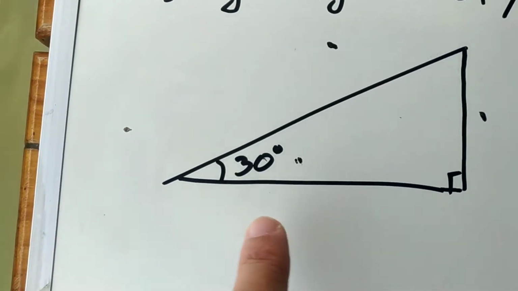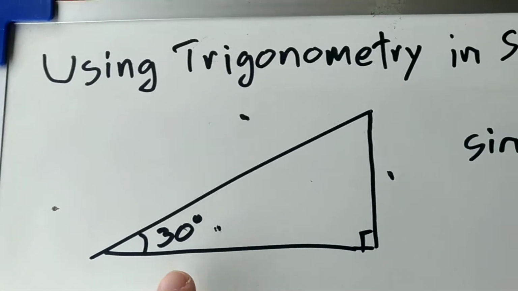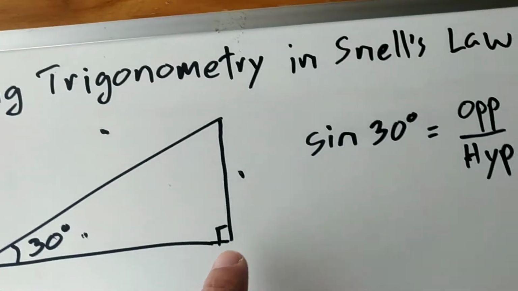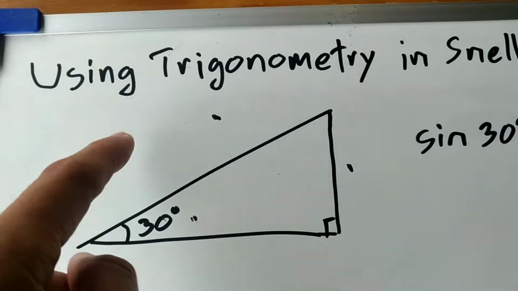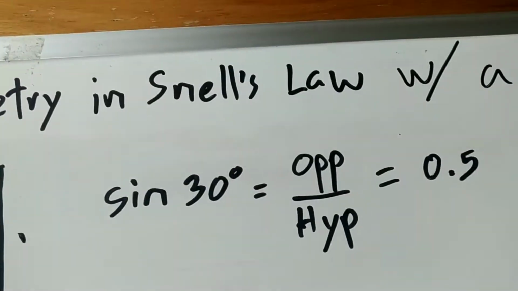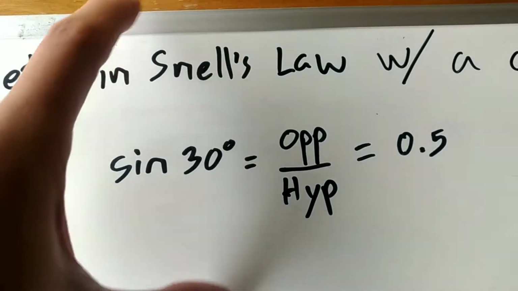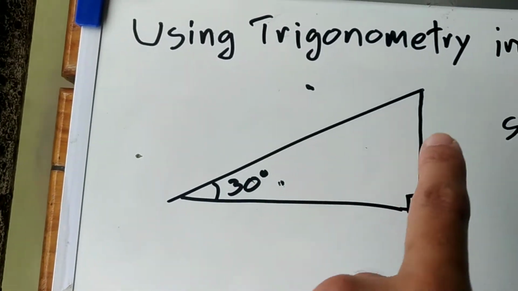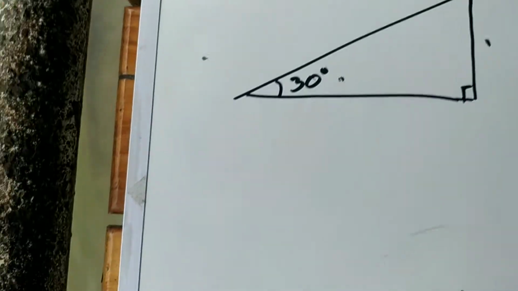So this is always true for 30 degrees. It doesn't matter what size this triangle is. The ratio of opposite over hypotenuse is always 0.5. I can have a big triangle, I can have a small triangle, as long as this is 30 degrees, this over this will be 0.5.